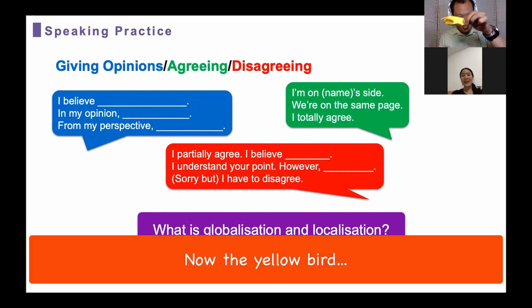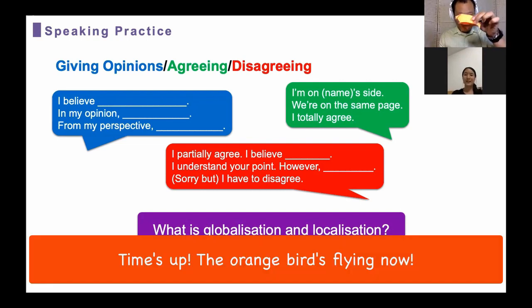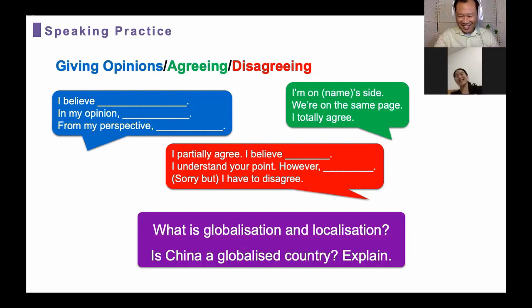And China, as we know, China is a globalized country, in my point. But in some places like Shanghai or Beijing, they are globalized cities. But in the Middle East or Far East, just like, do not fly the birds. I see it. Time's out.